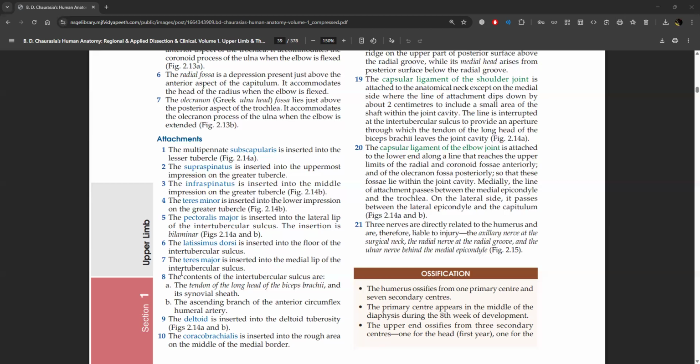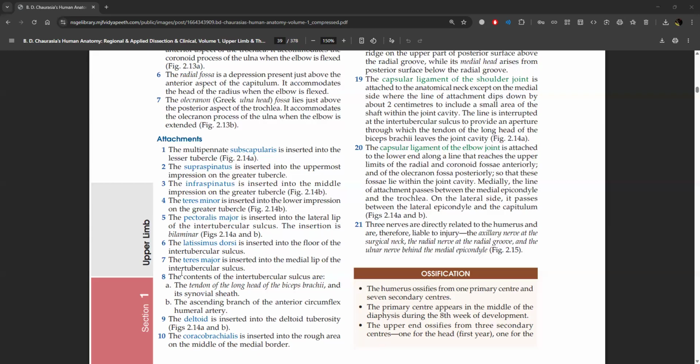Number 5. The pectoralis major is inserted into the lateral lip of the intertubercular sulcus. The insertion is bilaminar. Number 6. The latissimus dorsi is inserted into the floor of the intertubercular sulcus. Number 7. The teres major is inserted into the medial lip of the intertubercular sulcus.